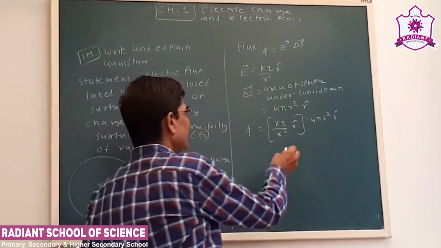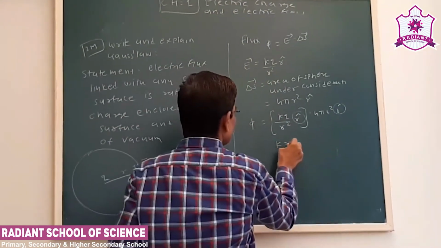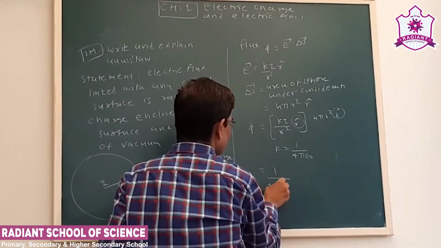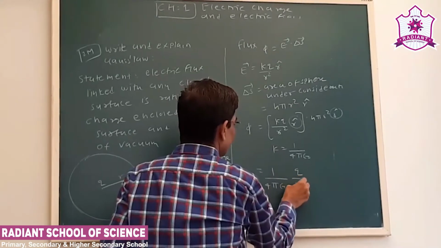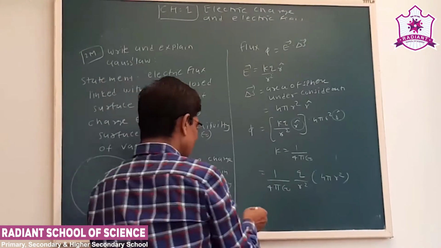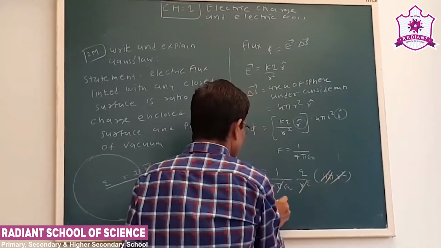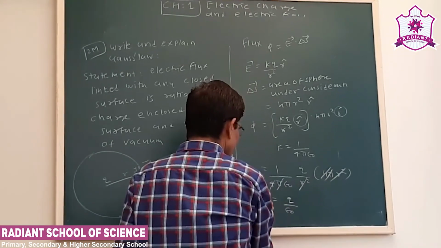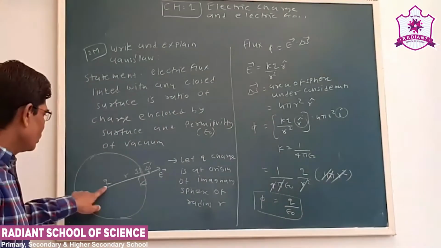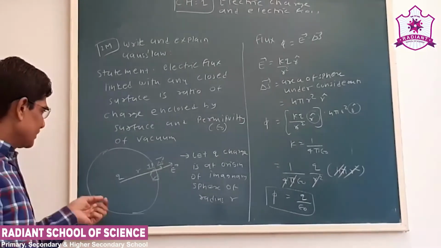Now see, r caret is a unit vector, its magnitude is 1. Now we know k is equal to 1 upon 4 pi epsilon 0, that we can write as 1 upon 4 pi epsilon 0 q upon r square into 4 pi r square. So what we can see here, this 4 pi r square also will cancel, so q upon epsilon 0. So flux is Q upon epsilon 0. Q is the charge enclosed by the surface under consideration, that is a sphere here.